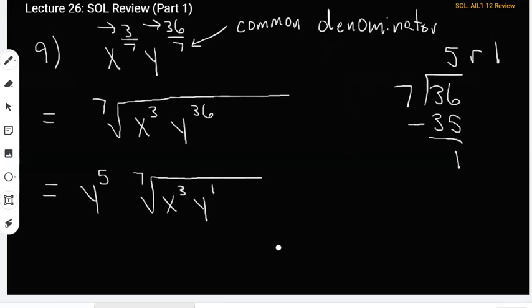So you can write it like that, with the y having an exponent of 1 on the inside, or you could write it with no exponent. So I'm going to get rid of the 1. So you may see your answer written like that. But you should be able to take out 5 of the y's. And then notice you don't have anything left to take out. So that means you are fully simplified.